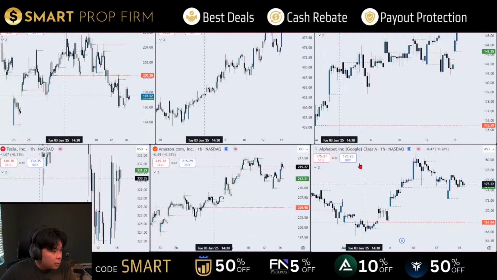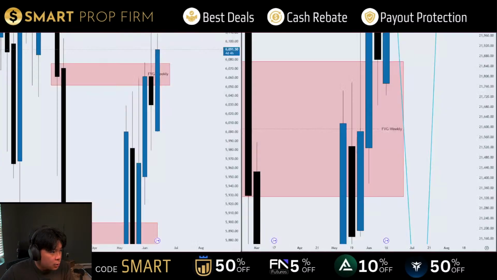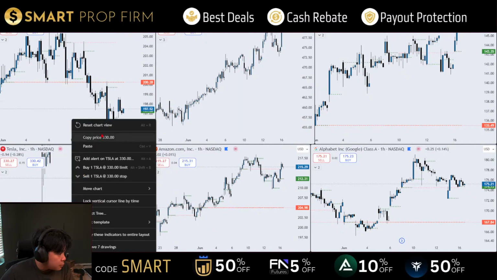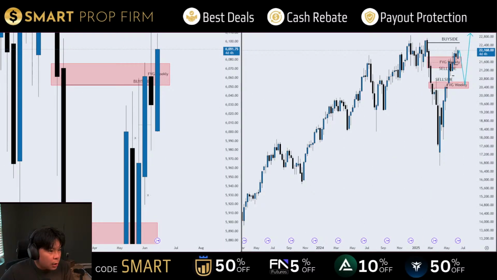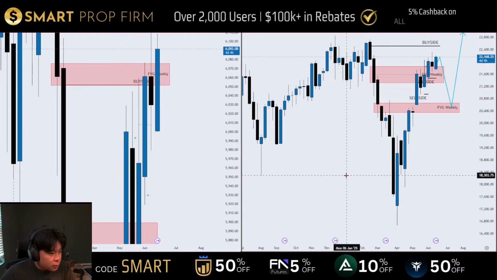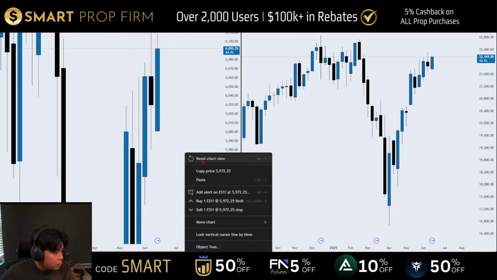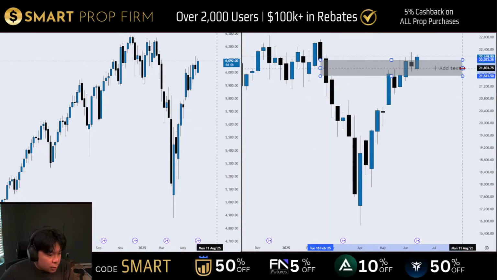All right, let's see what we're working with. I haven't really been looking at the markets. Oh, why am I touching stuff? So, yeah, let me just reset everything. And we have contract rollover too, so I'm going to have to remove all my drawings. It'll just take a few minutes to mark out everything again.